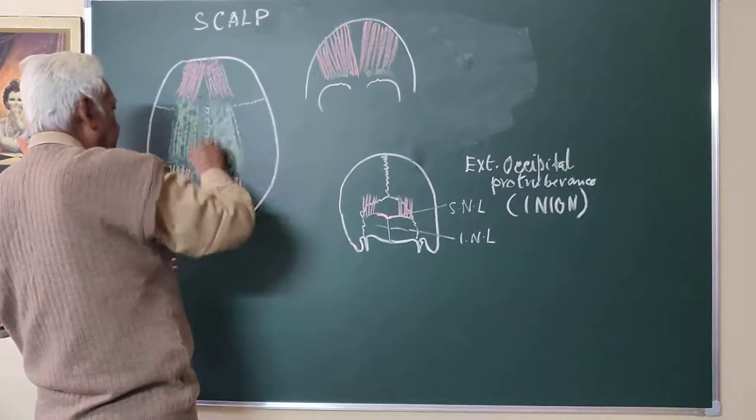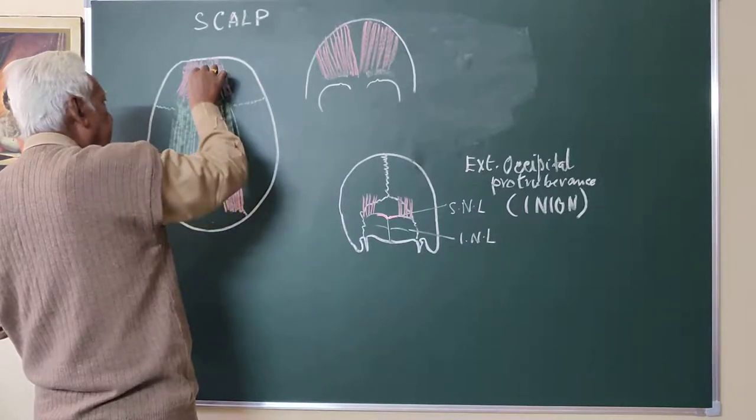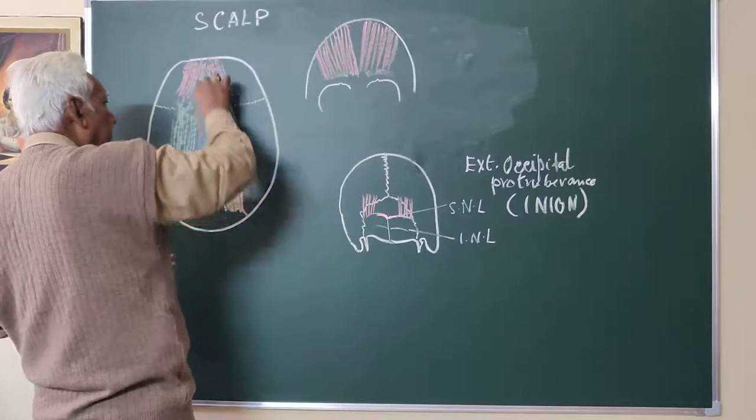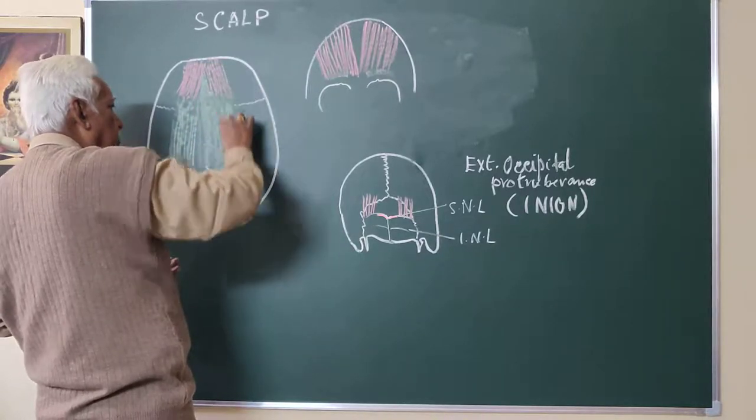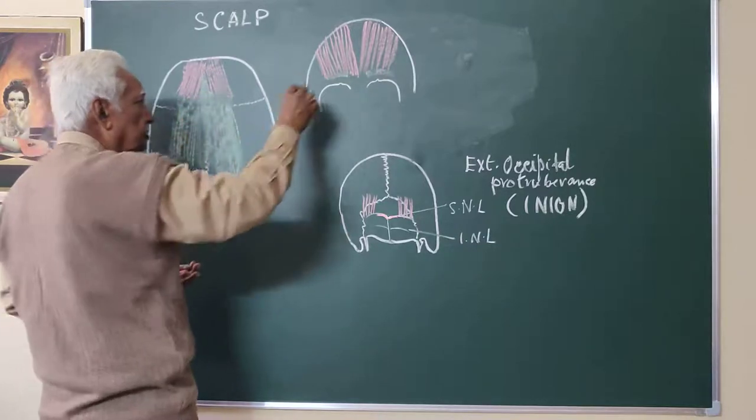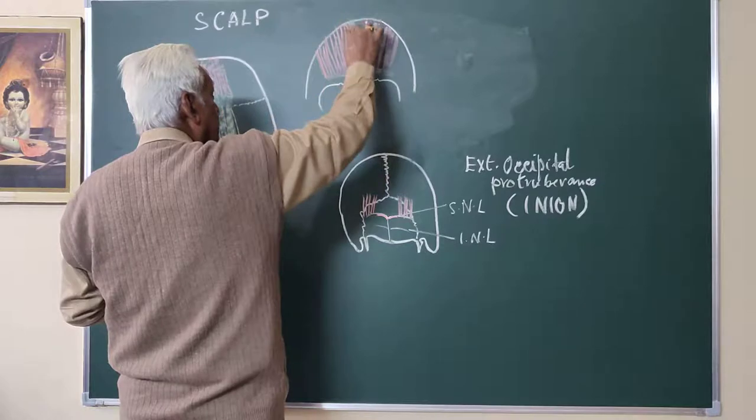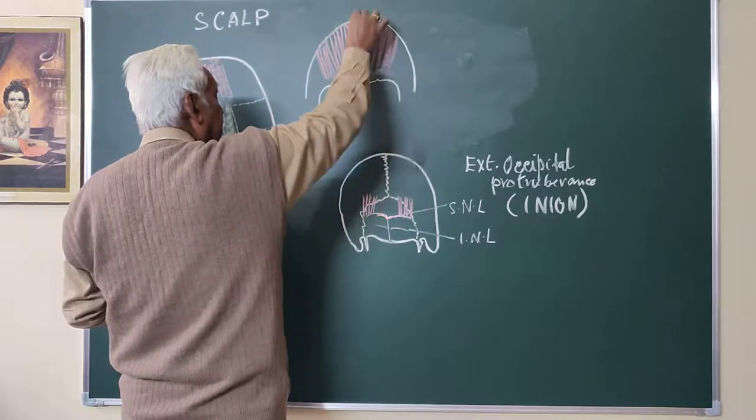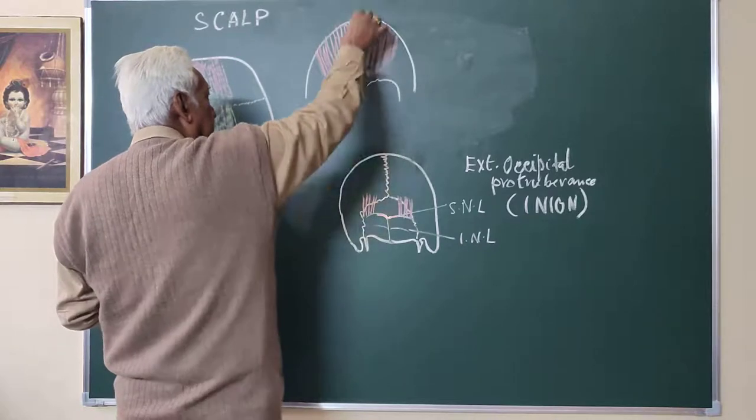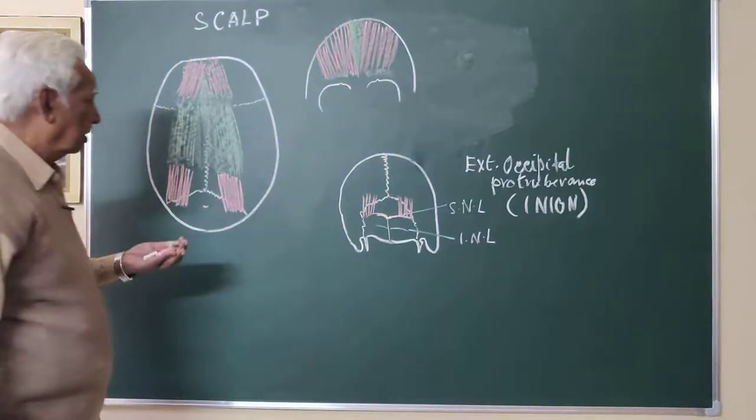The aponeurosis is covering the sagittal suture also and fills the gap between the two frontal bellies. So this tapering portion of the aponeurosis will be visible here. This is also coming from the region of the scalp and will be in between the two frontal bellies.